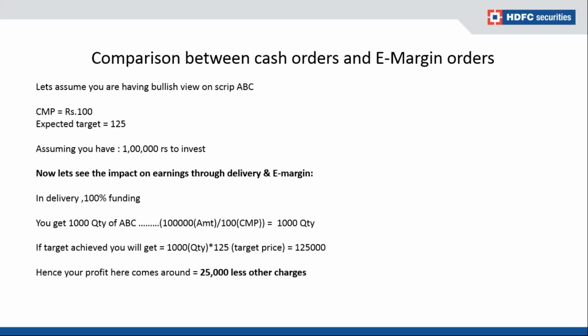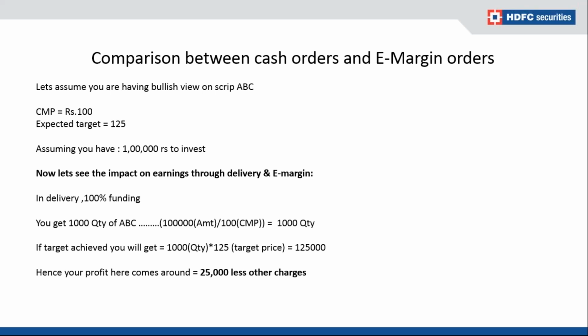The stock price is 100 rupees and you expect the stock rate to go up to 125. And assuming that you have around 1 lakh rupees to invest. So in a normal delivery, what happens? You will be required to pay 100% of the funding. That means 1 lakh rupees. In 1 lakh rupees, you will be able to buy 1,000 quantity of ABC stock.